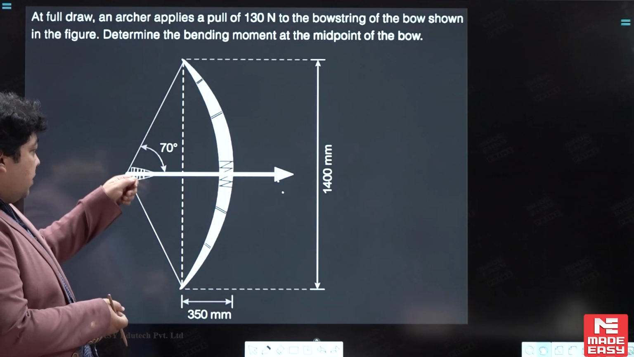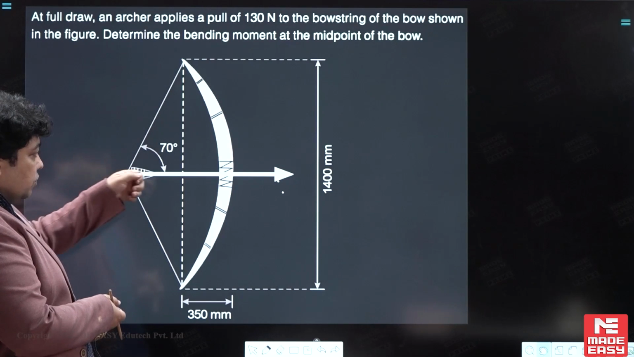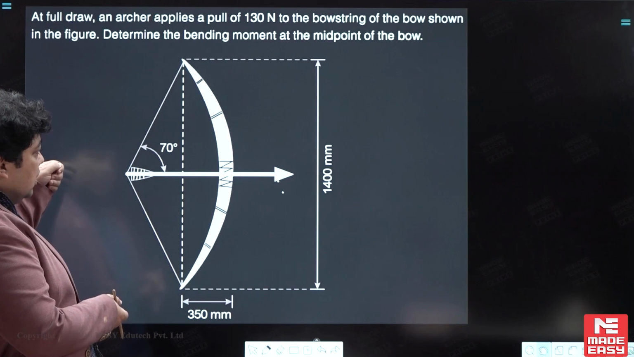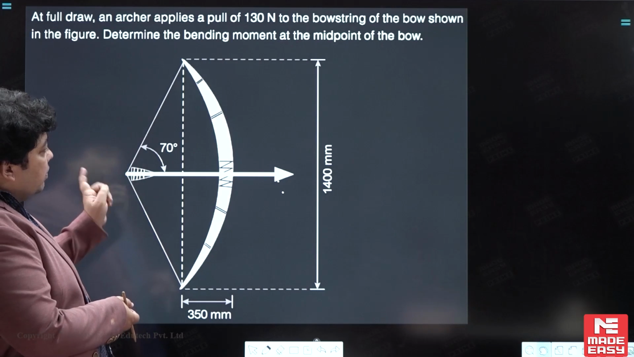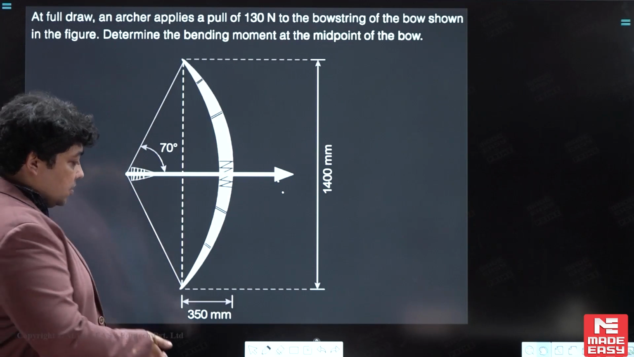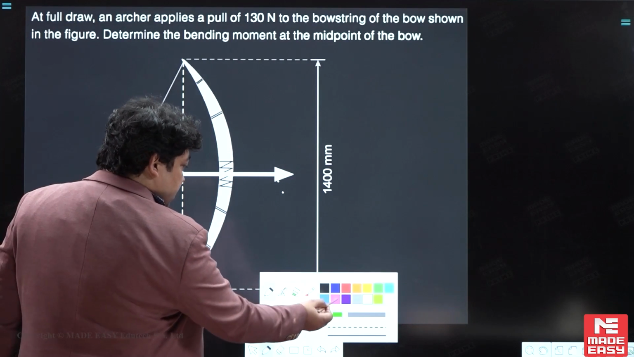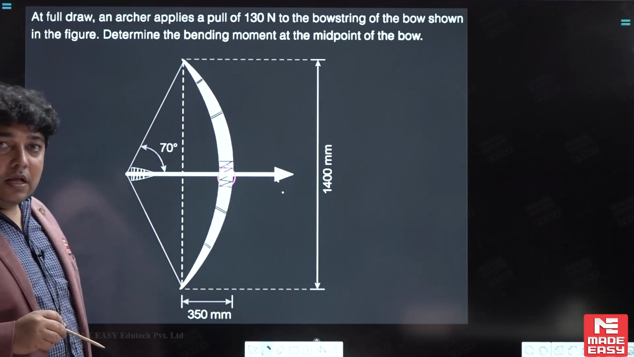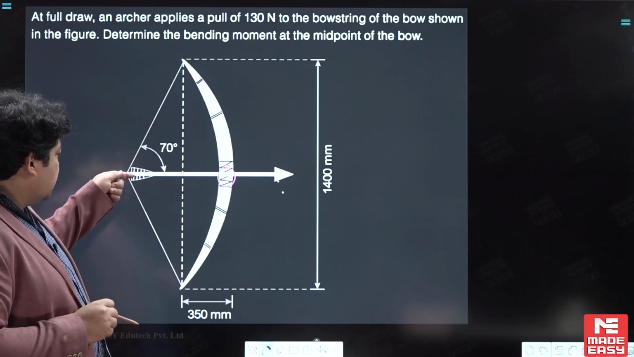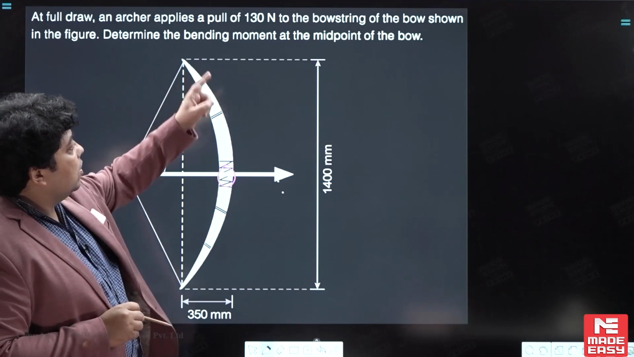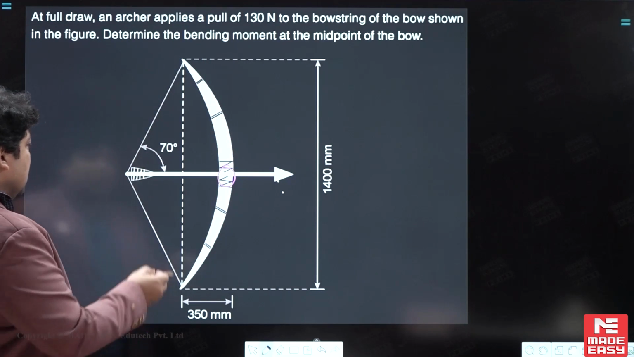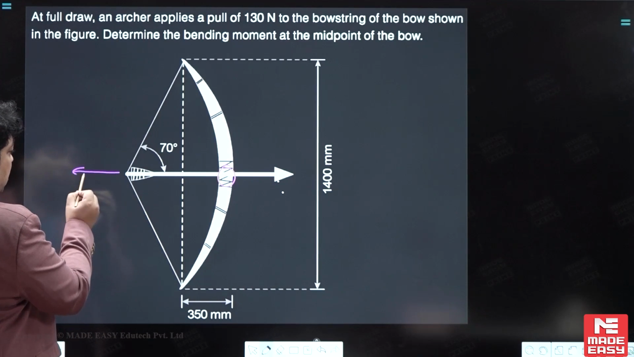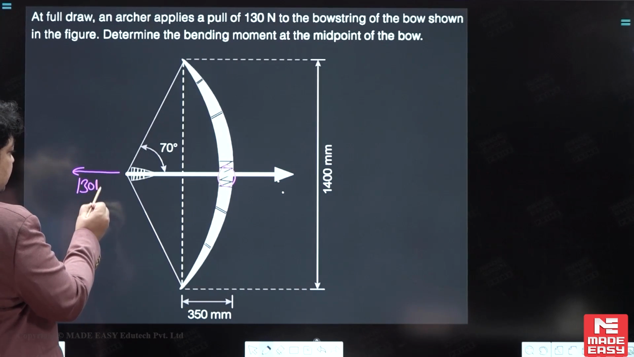So just check that we are applying the pull force on this side, because when you apply the pull force, tension develops in the cord, so we have to calculate the bending moment at the midsection. At this midsection, this part, we have to calculate the bending moment value. Now check that when you apply this pull of 130 Newton on this side.